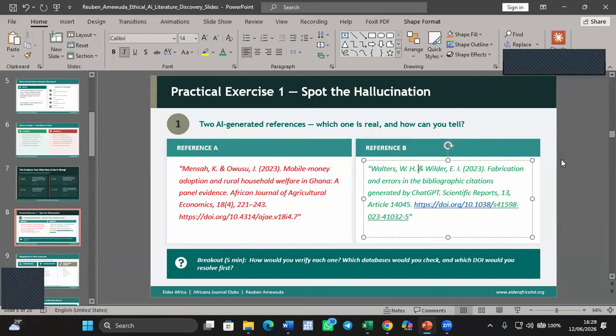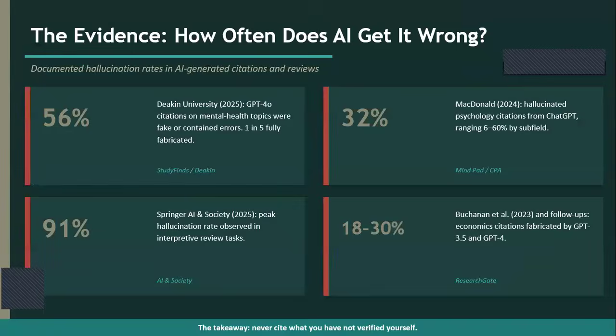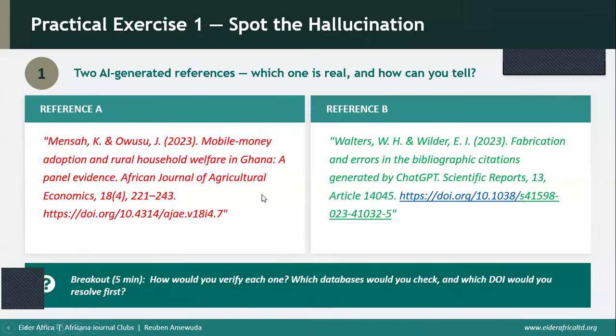Scientific Reports. Even Scientific Reports, is it a journal name in the first place? See this journal name: African Journal of Agricultural Economics. Wow, it sounds very nice, sweet to the ears. This is a rare example of hallucination. Just see how this AI, let me make this very big. One thing about AI is, if you're not careful, you cannot tell if the AI hallucinates or not.